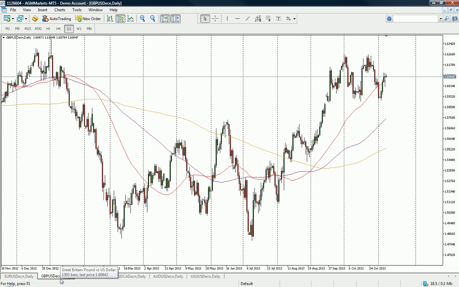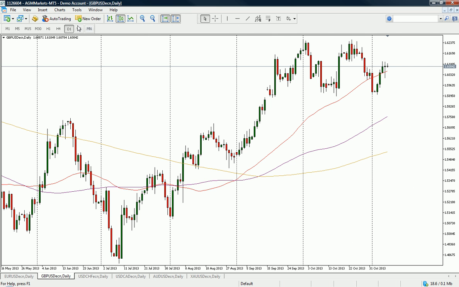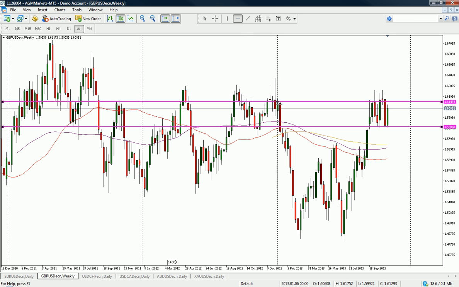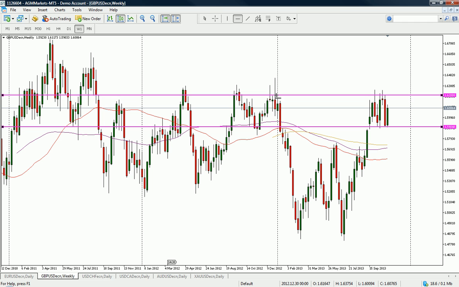Okay then, let's have a look at the cable. Cable's been chopping around really on the daily in terms of the last few weeks. You can see it's just going sideways. If you flip it to this weekly chart, the last sort of 6-7 weeks just going sideways in between this choppy range, which is around 159 there and 162, so we're talking about a 300 pip range there on the daily and the weekly.